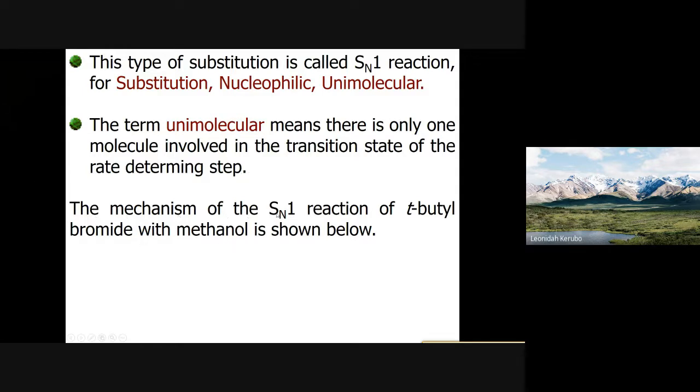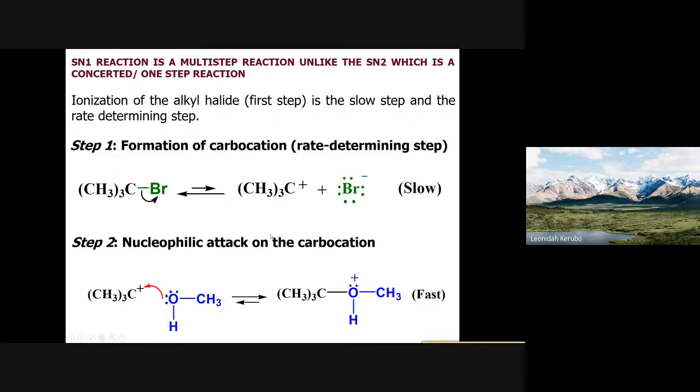The mechanism of SN1 reaction of tert butyl bromide with methanol is shown below. So again, this is a multi-step reaction, unlike the SN2 reaction, which is a concerted or one-step reaction. So ionization of the alkyl halide, which is the first step, is the slow step and the rate determining step. So this first step of ionization, or you can say the loss of the bromide, or if it was any other alkyl halide, the loss of the halide to form the carbocation is the first step. So formation of the carbocation is the rate determining step.